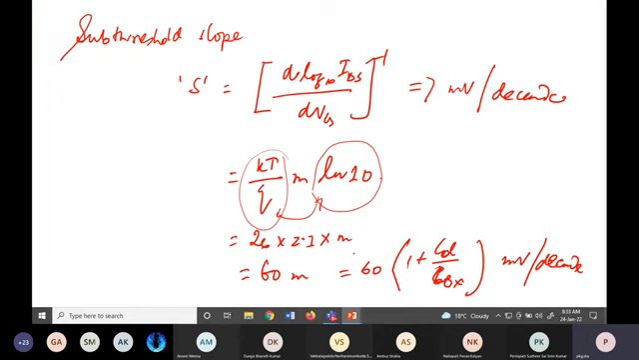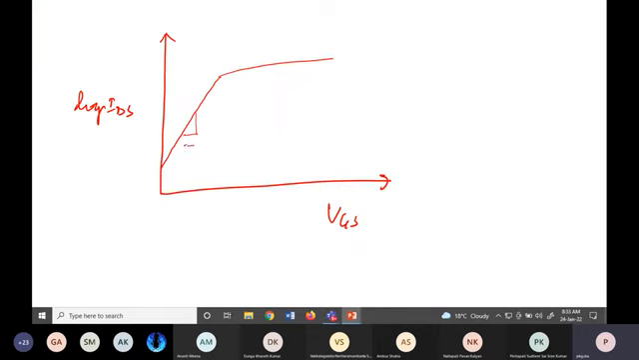What that means is if you reduce 60 millivolt, your current will decrease by 1 order of magnitude. Say this is my threshold voltage VTH, and of course beyond VTH the current will increase. You remember it will go initially in the linear region, then in the saturation region. Current will change probably by a few milliamps, which is a very little change in the log scale. So this is my subthreshold slope.